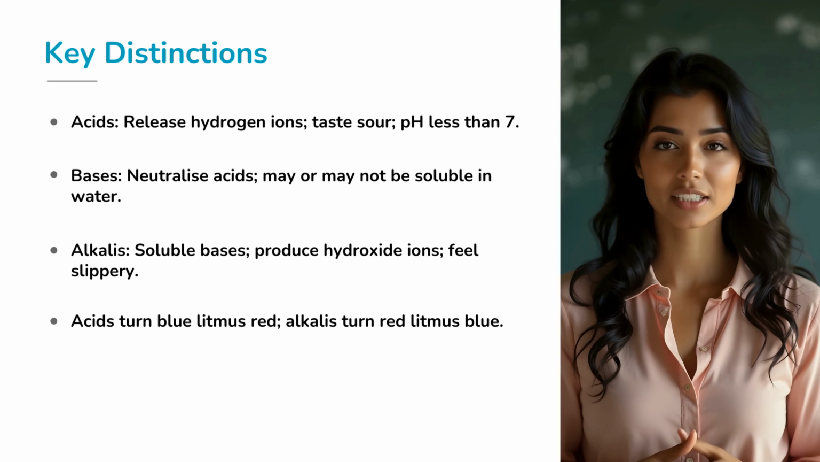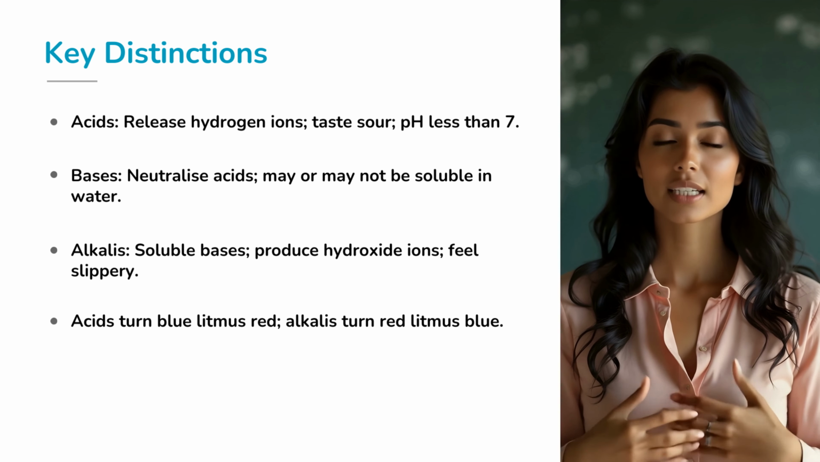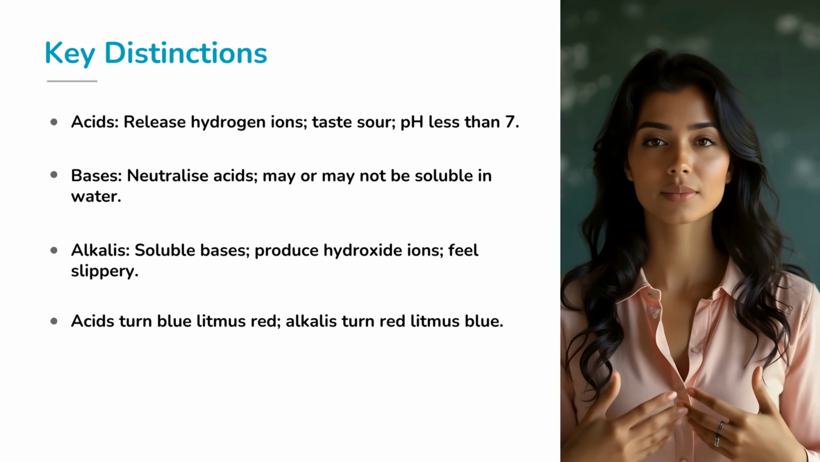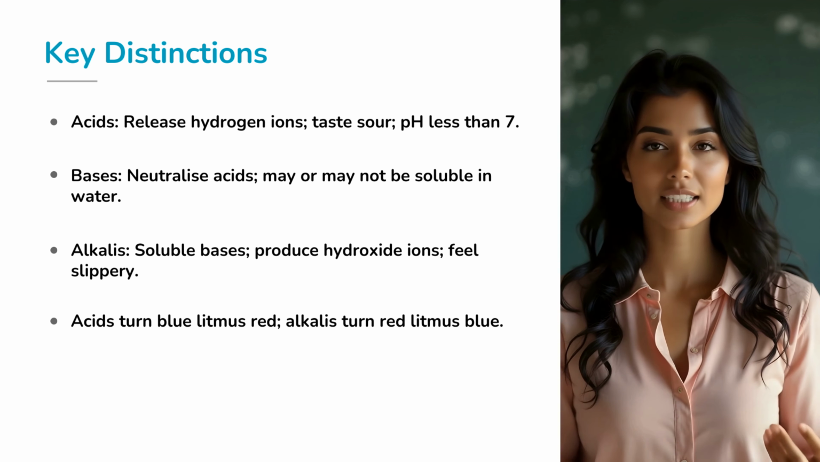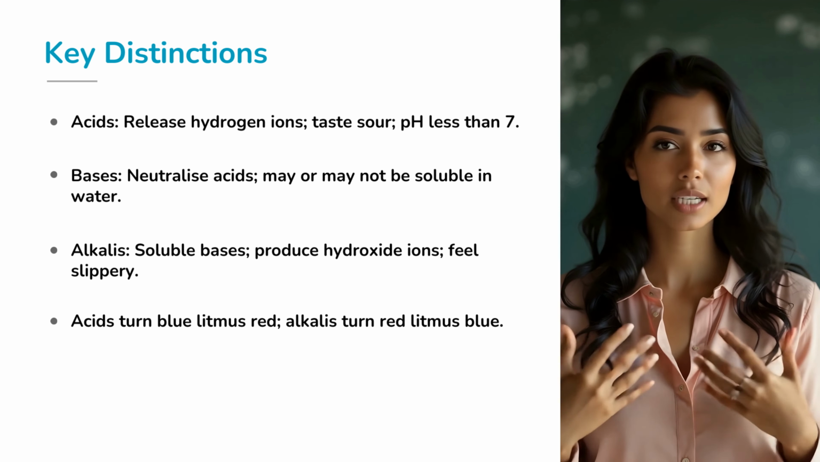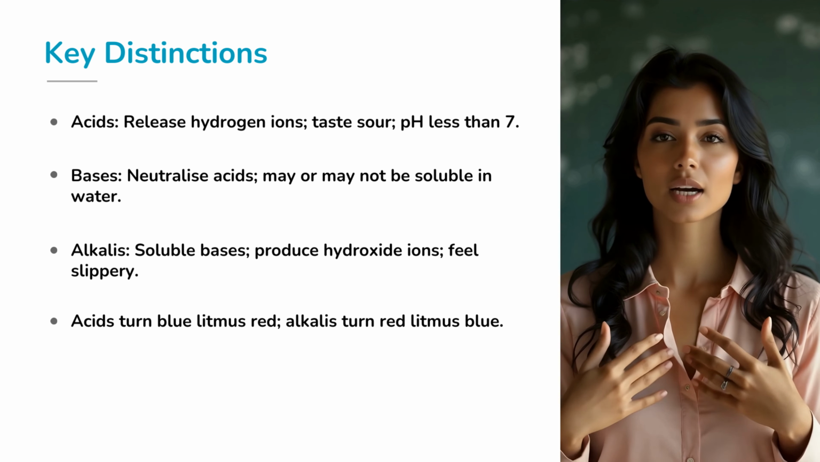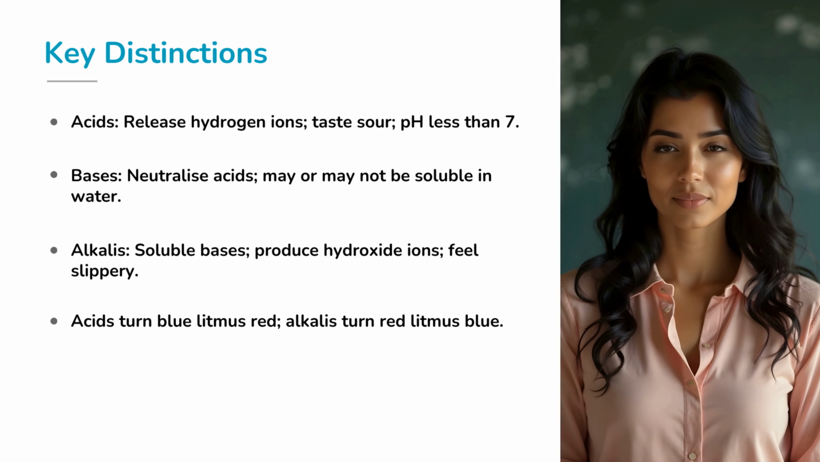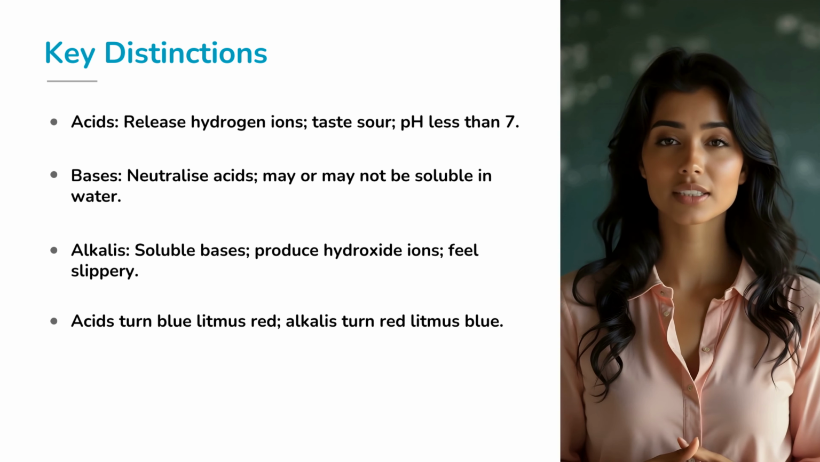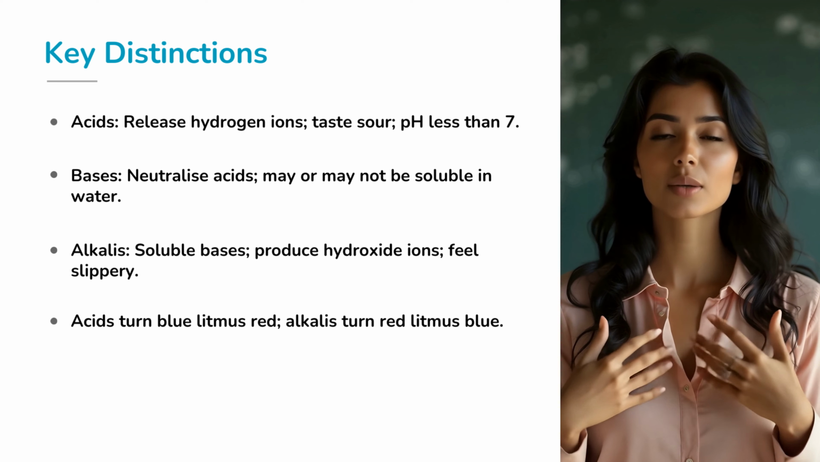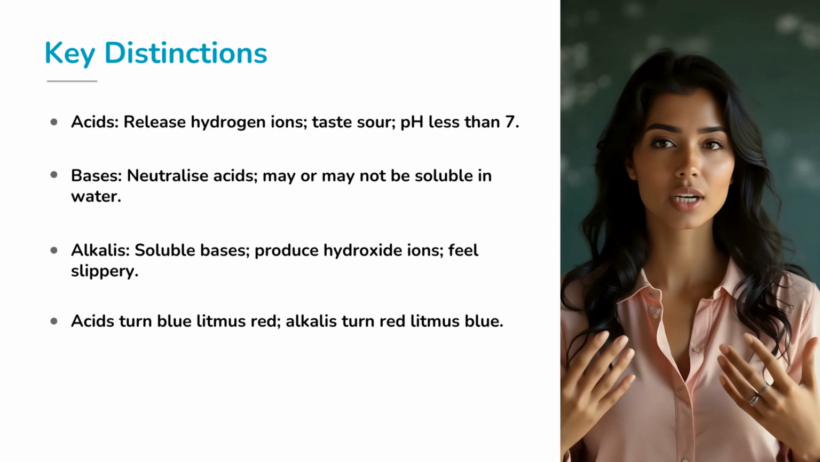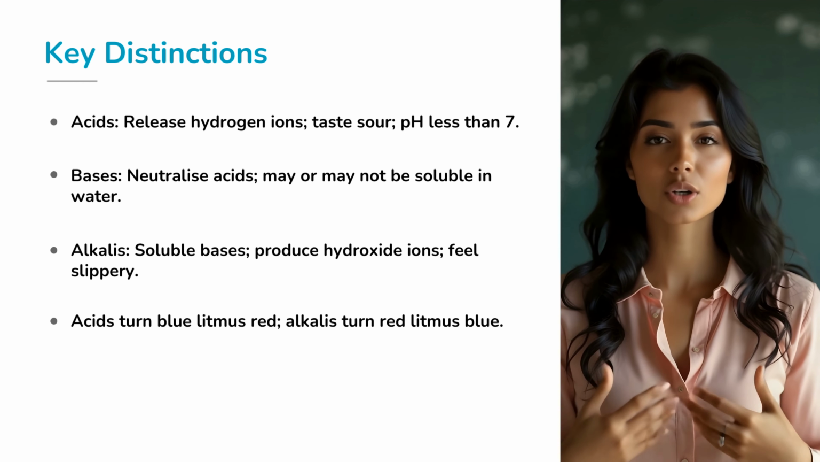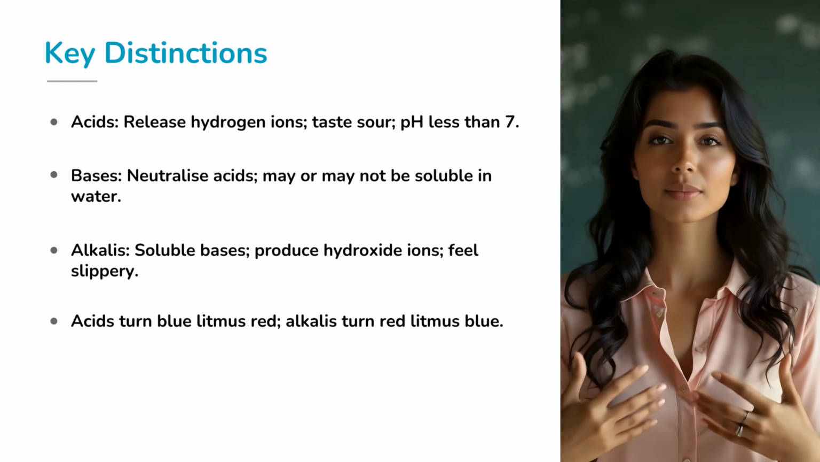Let's put the differences side by side. Acids release hydrogen ions, taste sour, and have a pH below 7. Bases can neutralize acids and may or may not dissolve in water. Alkalis are the soluble bases that produce hydroxide ions when dissolved. A simple litmus test reveals them easily. Acids turn blue litmus paper red, alkalis turn red litmus paper blue. This is the first and simplest diagnostic test for these substances.